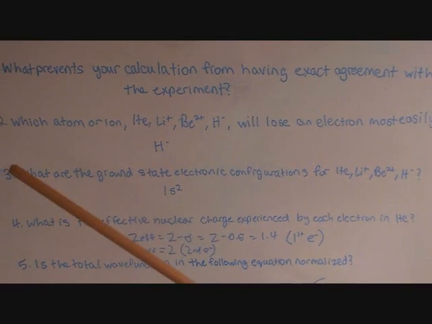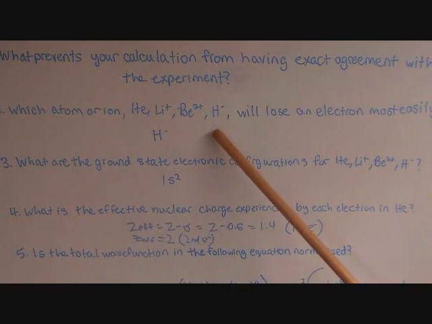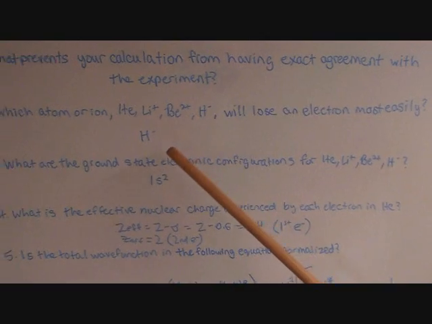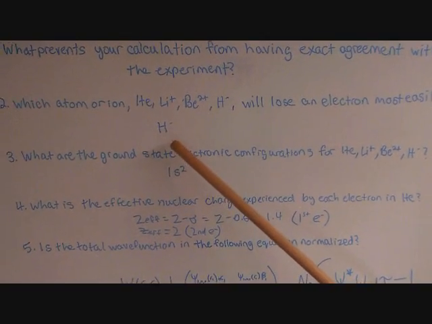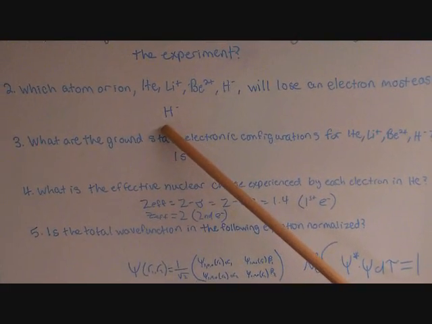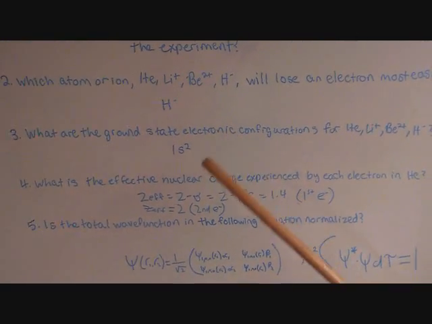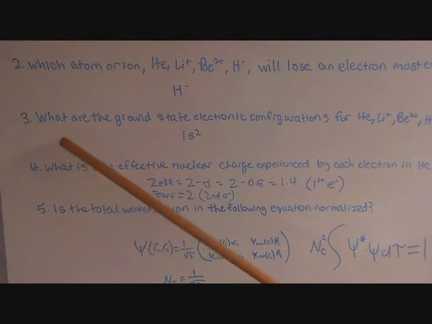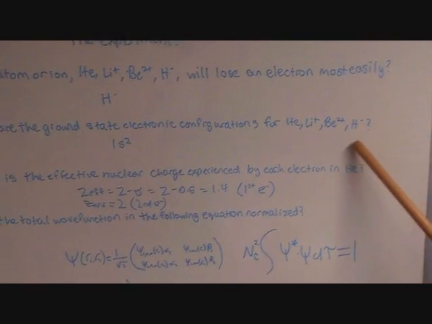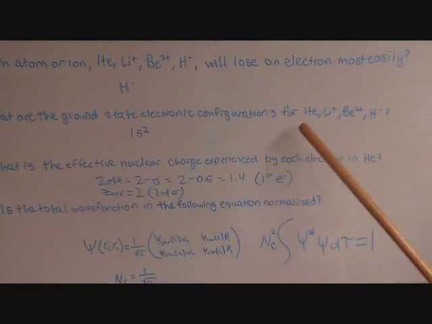The second question, which atom or ion, helium, lithium plus, beryllium 2 plus, or hydrogen minus, will lose an electron most easily? The answer to this question is hydrogen minus, simply from the analysis of ionization energies earlier in the lab. The first ionization energy of hydrogen minus is the smallest, therefore it is the easiest to remove an electron. The third question, what are the ground state electronic configurations for the various atoms that we researched? The answer is all the same and is 1s2, simply because they all have 2 electrons.